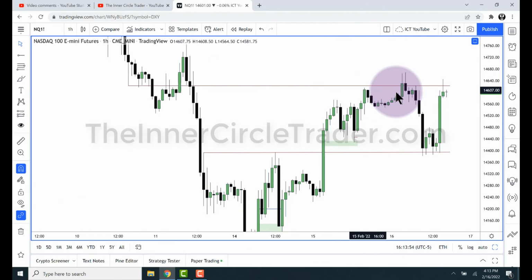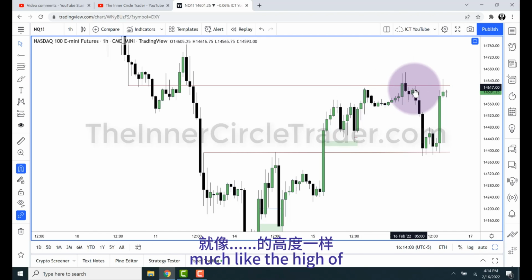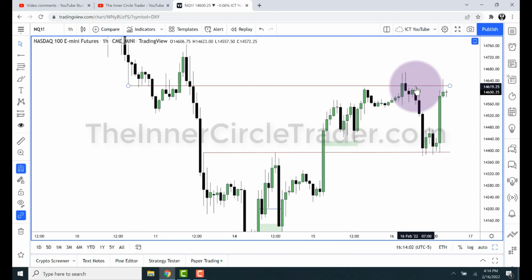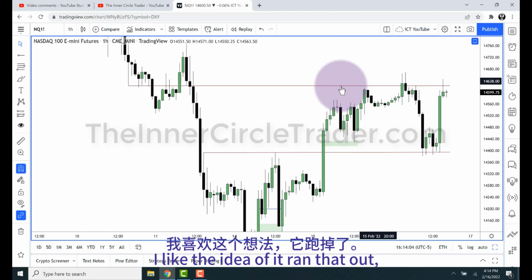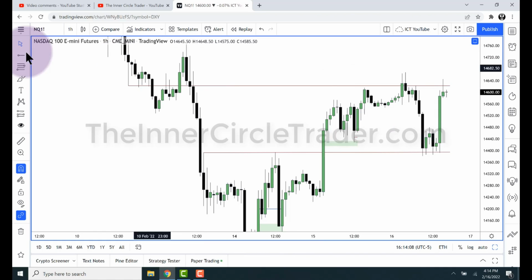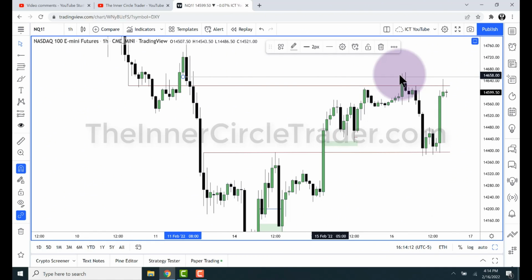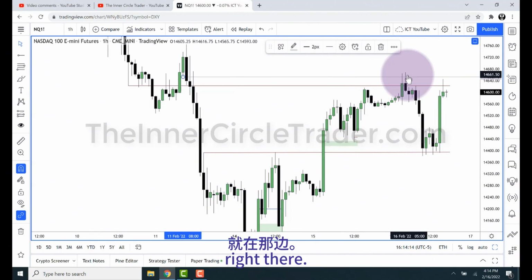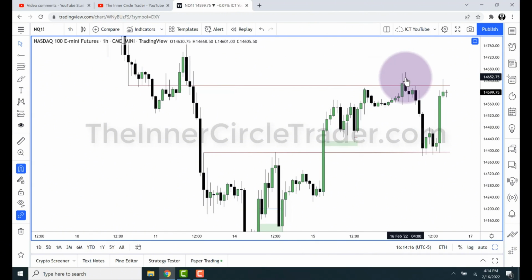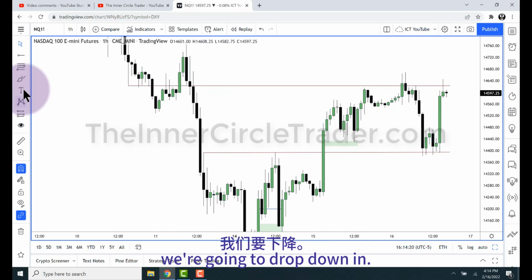So basically what I'm saying is if this high wasn't so close to it here, the bodies of these candles probably would have been laying right on that level, much like the high of this candle went right to it. So this run here, I like the idea of it, ran that out, traded up into it, looks real close. This isn't going to be on YouTube. Order block, right there. Take that off. And then inside this little area, we're going to drop down in.